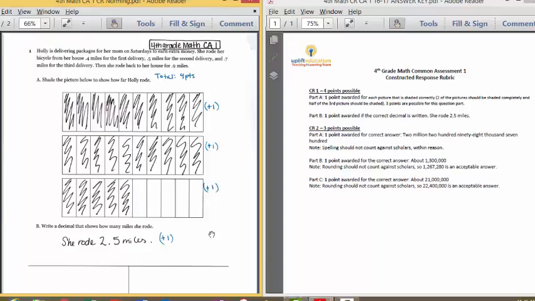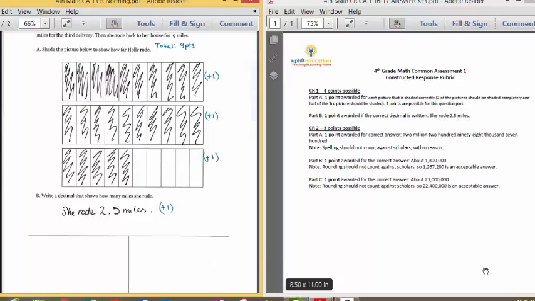For part B, they get 1 point awarded if they write the correct decimal point, which shows how many miles she rode total. They would need to add together 0.4, 0.5, 0.7, and 0.9 together to get 2.5 miles. They don't get additional credit for showing work because they could use the image to show their work.